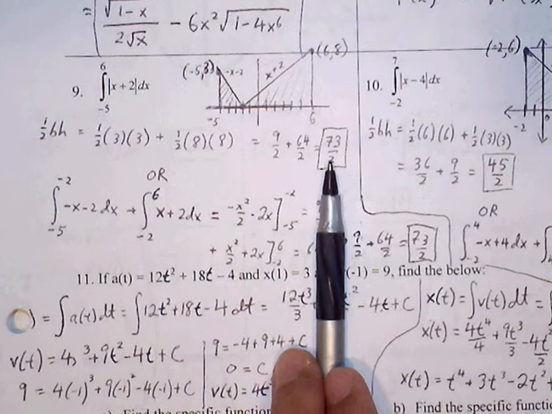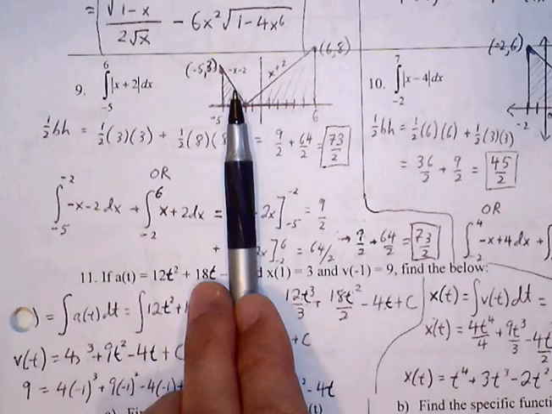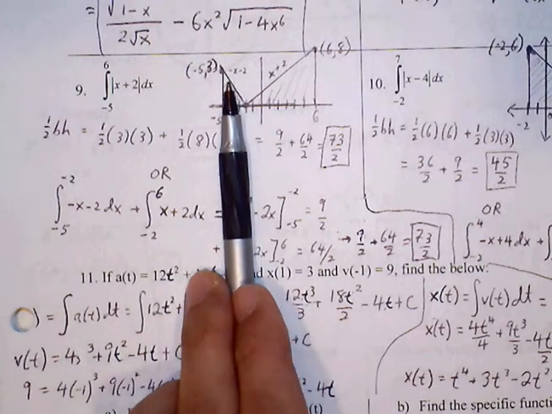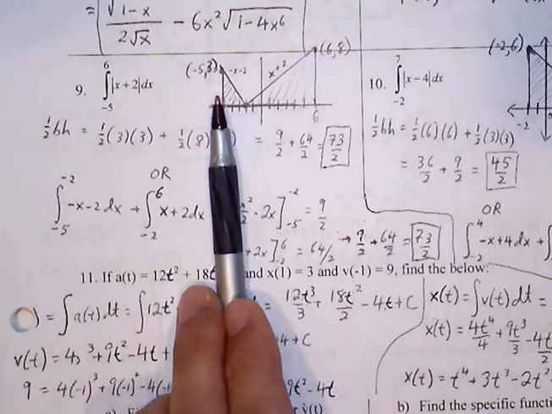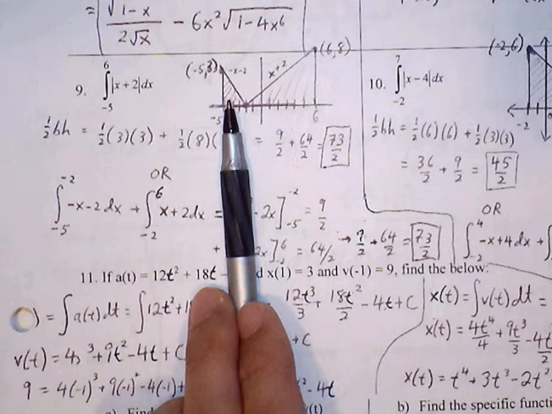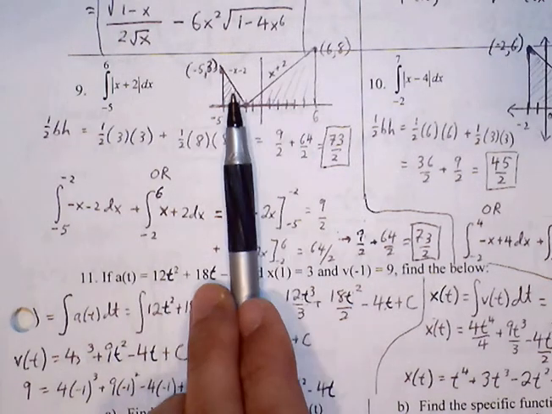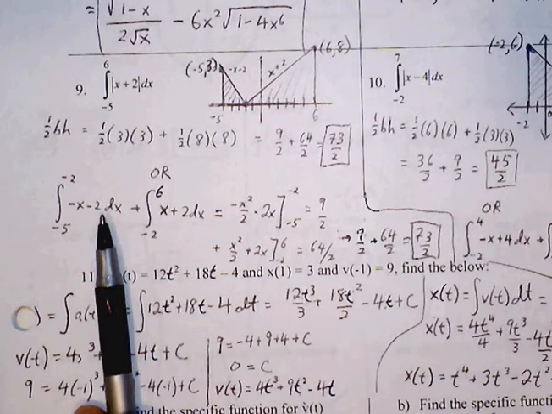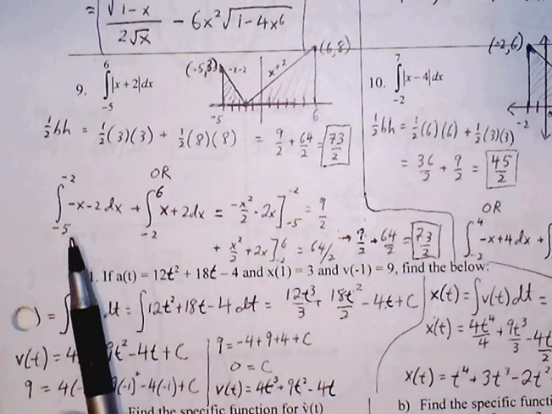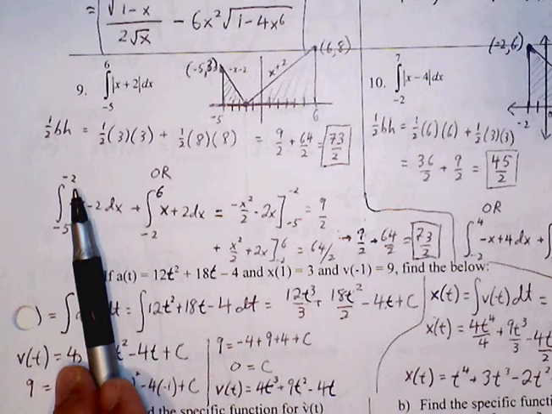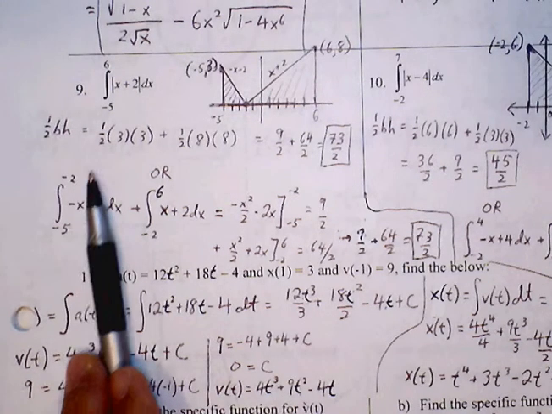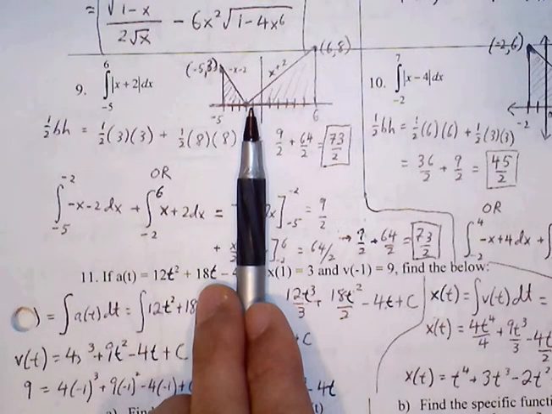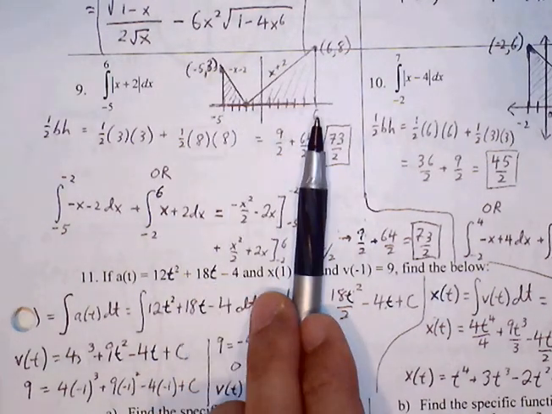The other method is we can think of it as the area under these two curves, these two graphs, and we can just find the definite integral of this region and this region. So for the first region, the definite integral of -x minus 2, underneath the -x minus 2 curve between the x values of -5 and -2. So this will give me this region. And then the definite integral of x plus 2 from -2 to 6.